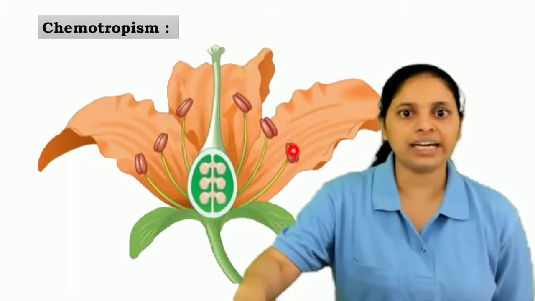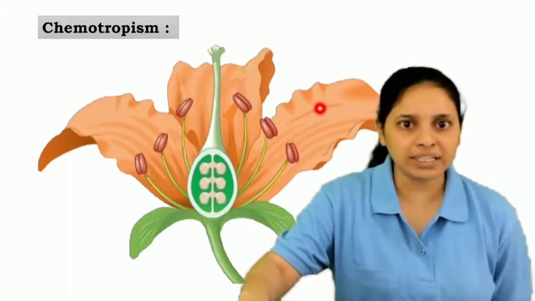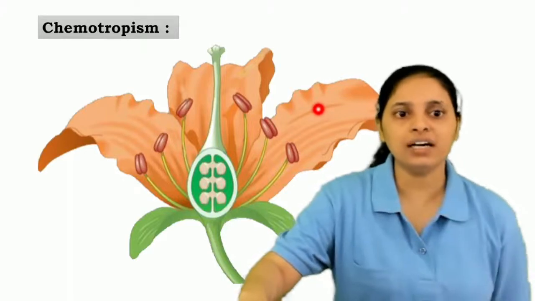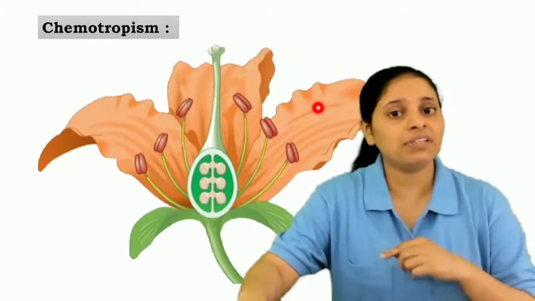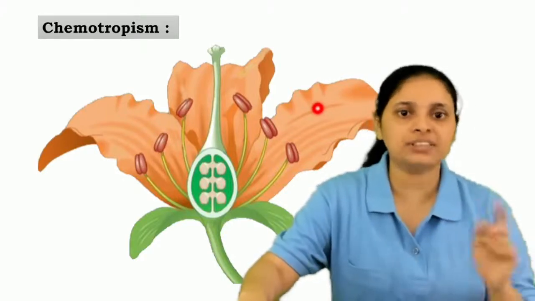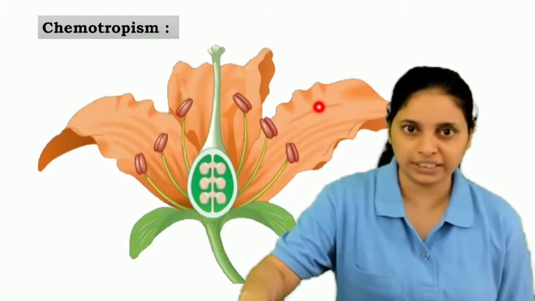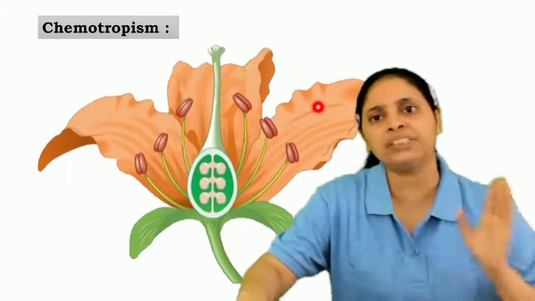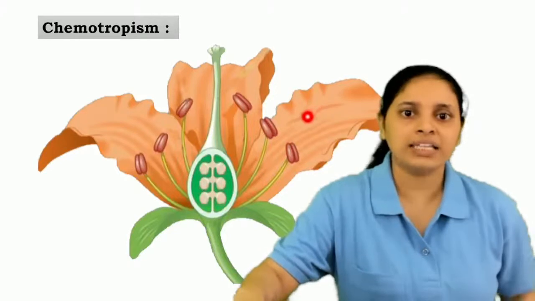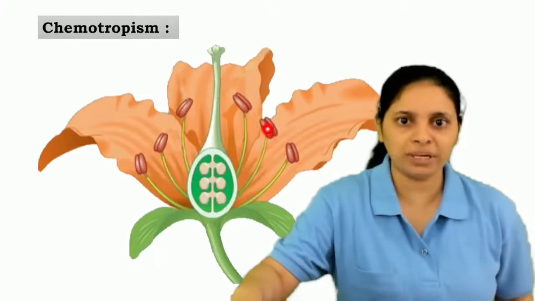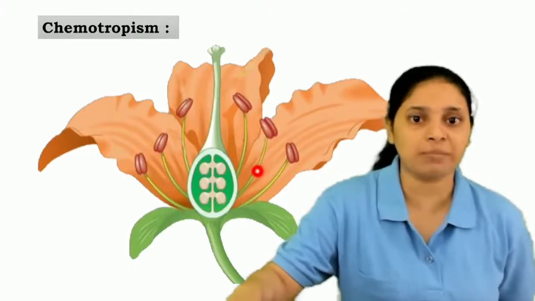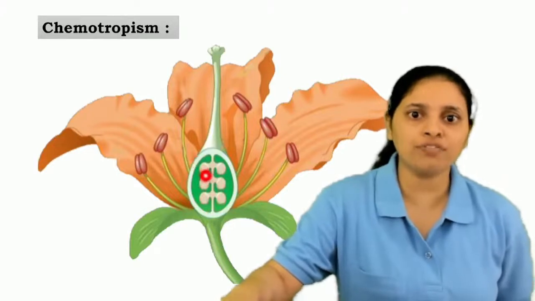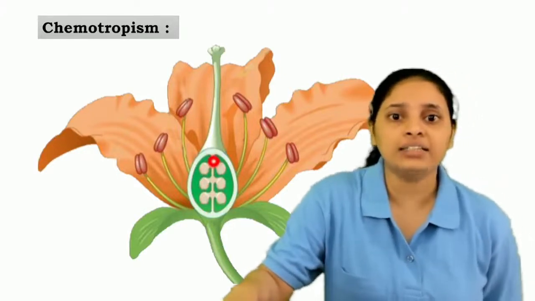Then we have this second whorl made up of petals. Collectively, it is the corolla. When we study the reproduction chapter, we will discuss flower structure in detail. अभी के लिए हमें chemotropism क्या है ये अच्छे से समझना है. Then we have the androecium and these are the individual units, the stamens. And the innermost whorl of the flower is the gynoecium.